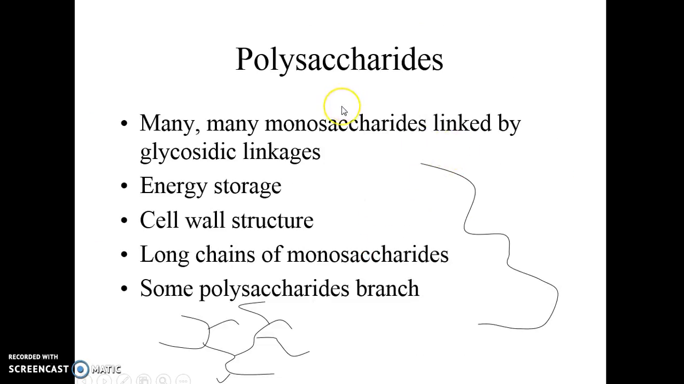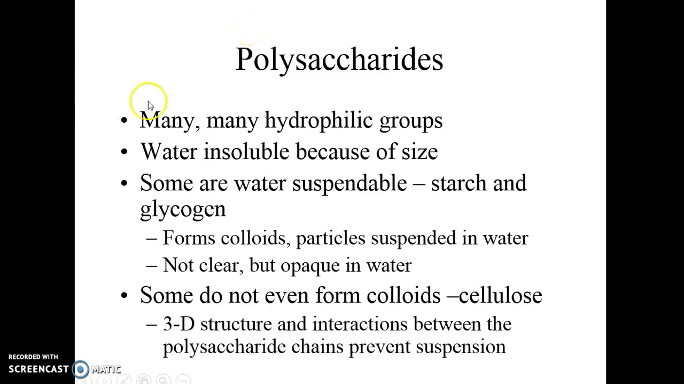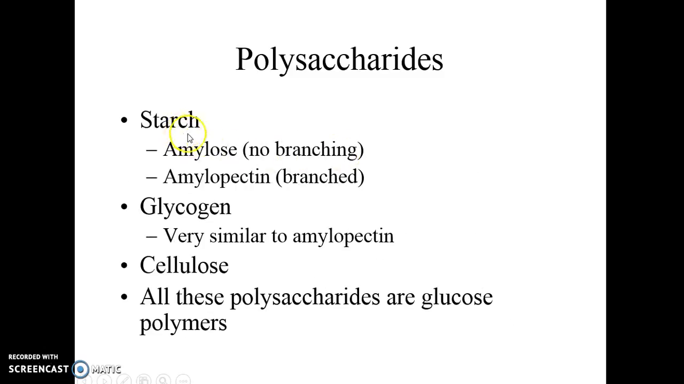Polysaccharides are many sugar units stuck together. So in a polysaccharide, you have hundreds and hundreds and thousands of sugar units attached together by glycosidic linkages. Because they are so large, they're not water soluble, they're either water suspendable or they will form colloids. But this is not going to be soluble like sugar is in water. The polysaccharides are starch, glycogen, and cellulose. All of these are glucose polymers. The only difference between them is the type of bonds that they have.